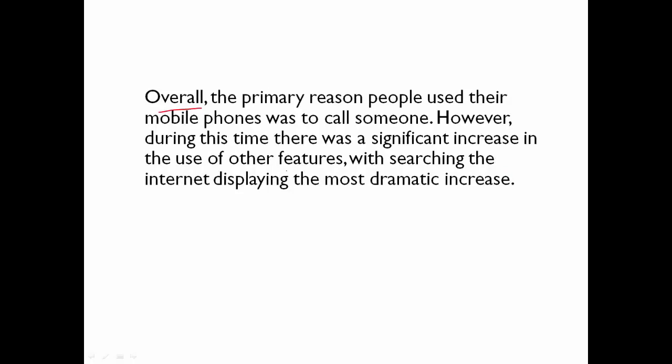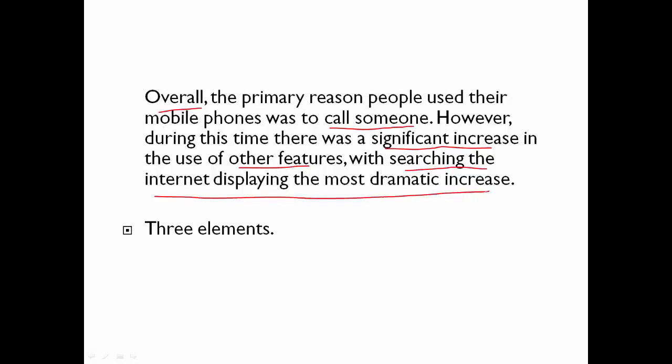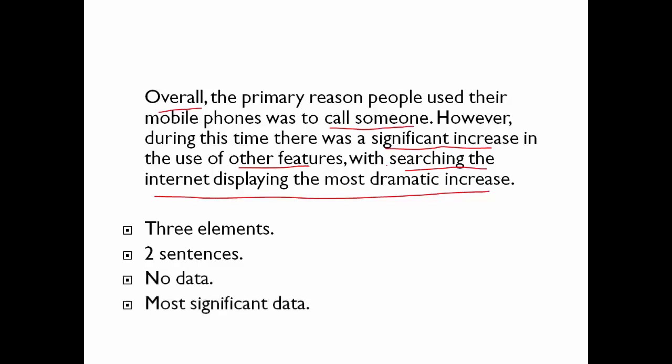However, during this time there was a significant increase in the use of other features, with searching the internet displaying the most dramatic increase. So there are three elements. Three elements are: calling someone was the primary reason. There's an increase in the other features. That's number two. And searching the internet displayed the most dramatic increase. That's number three. So three elements: two sentences, no data, and it's only the most significant data. So these three things are the most significant things.